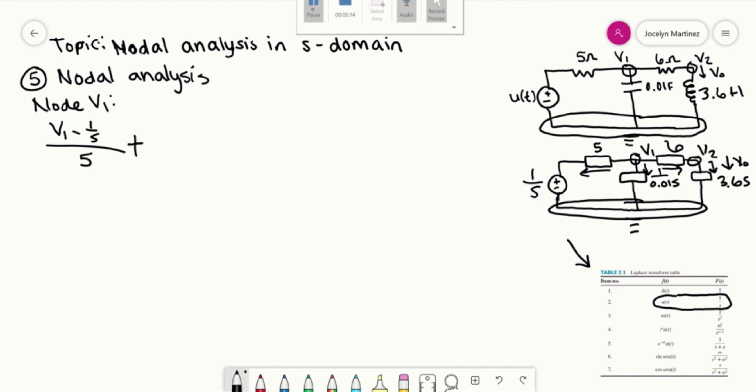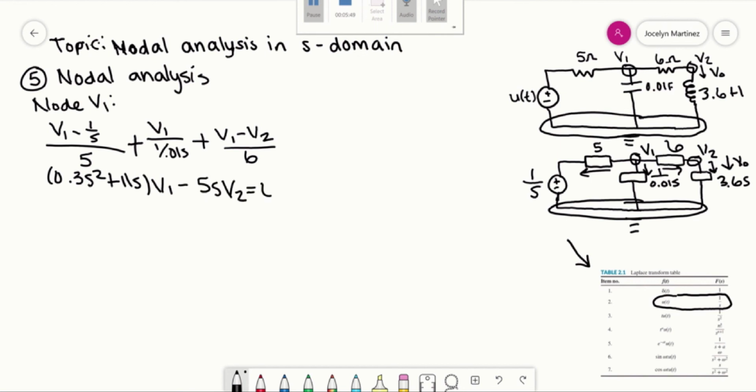So we're going to say plus V1 divided by 1 divided by 0.01 S. We also have the other current coming out, so it's plus V1 minus V2 over 6. And if we simplify, we get 0.3 S squared plus 11S V1, because we're taking all the components of V1 and simplifying them, minus 5S V2 equals 6.